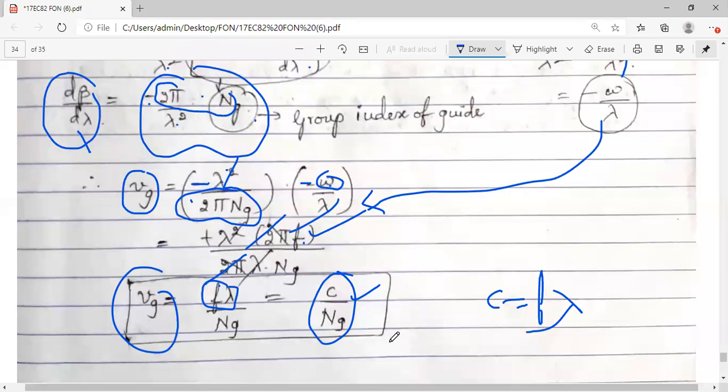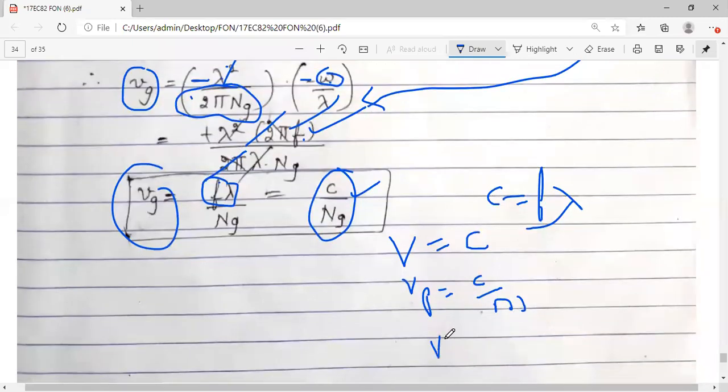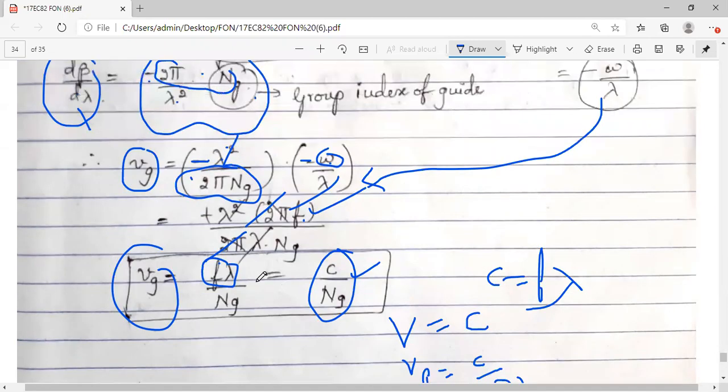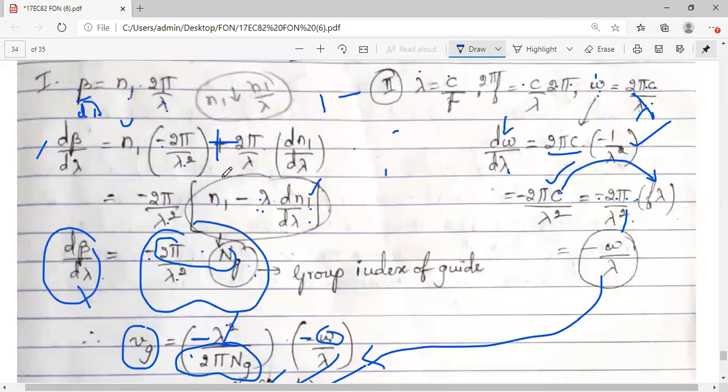You can see again here for group velocity also, your actual electromagnetic wave travels with the velocity of light, but phase velocity travels with c by n1, which will be reduced depending upon the refractive index. And your group velocity is like c by Ng. It is not exactly c, it will again be reduced by a factor Ng. What is Ng dependent on? n1, lambda, and this differentiation.